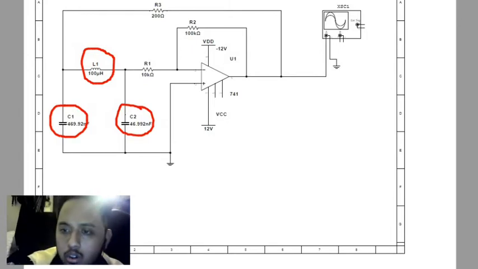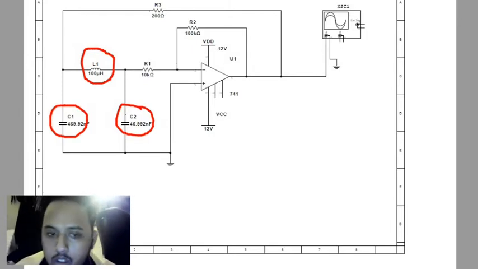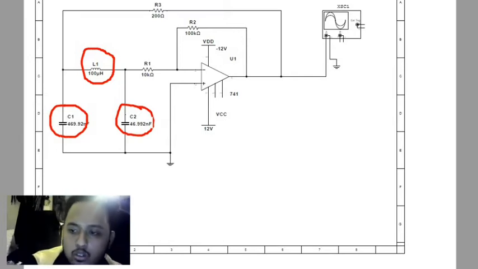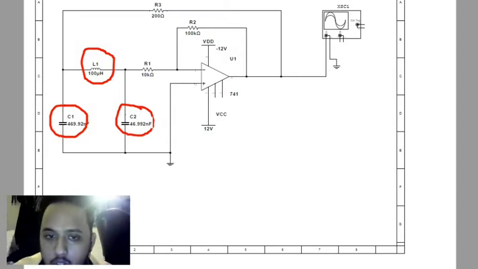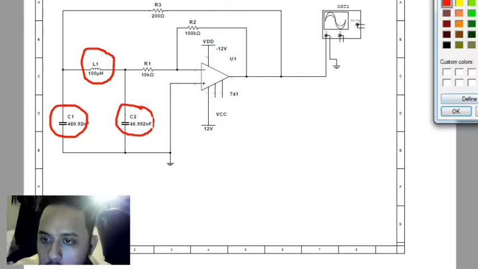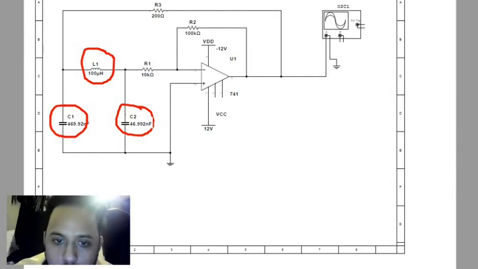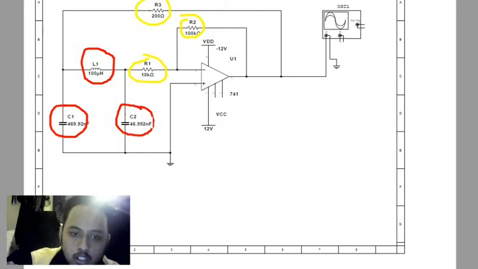For the resistors, we have R1, R2 and R3. So this is R1, R2 and R3. Basically, these three resistors are 10 kilo, 100 kilo and 200 ohms, which we apply in our circuit.